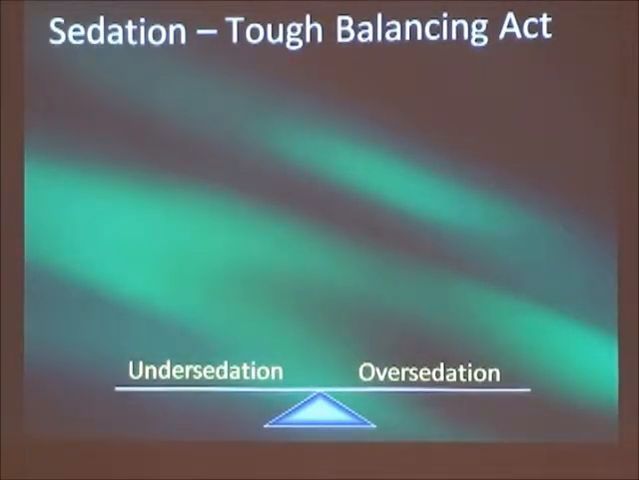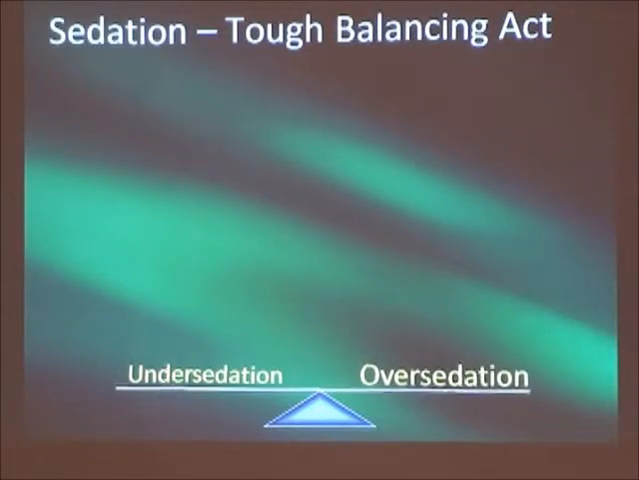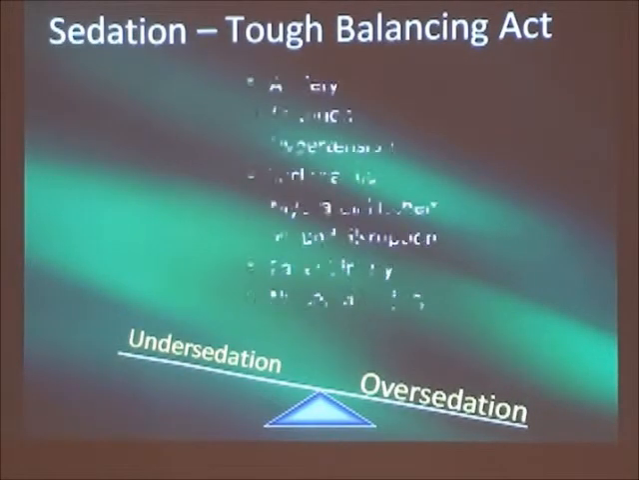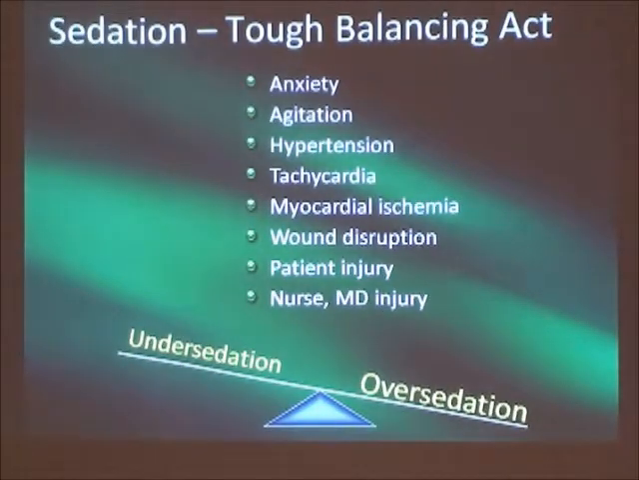Here, I think this is my only animation. I'm sorry. It's a tough balancing act. I want to stress that. If you can see down here, this is a teeter-totter of over-sedation and under-sedation. So what happens when we get over-sedated and we tip the scale that way? Well, anxiety, agitation, hypertension. I'm sorry. You know what? I have this backwards, folks. The only animation I have, and I have it backwards. This is where under-sedation should be overwhelming. So ignore the animation. It fails.